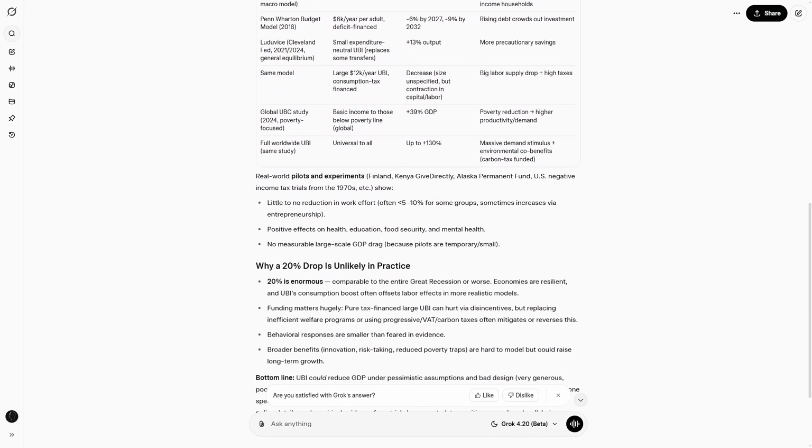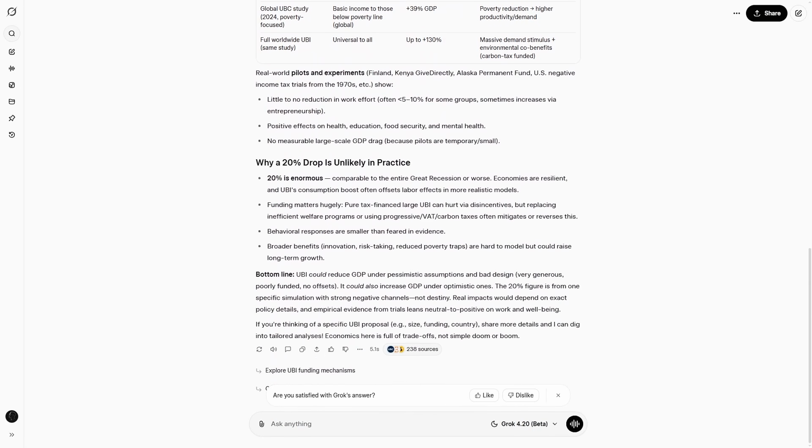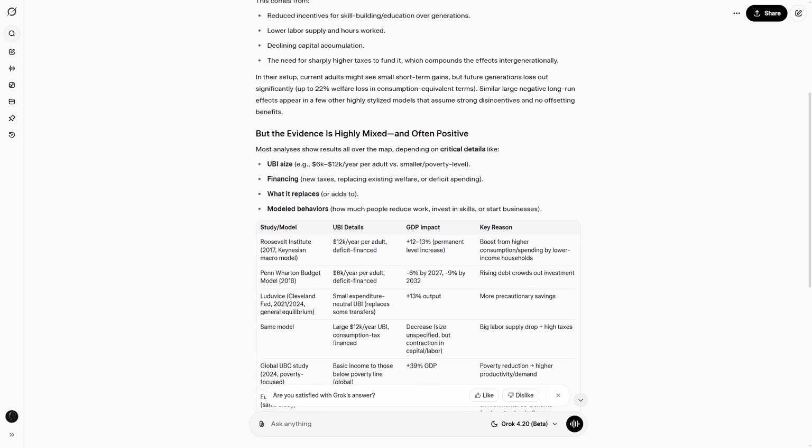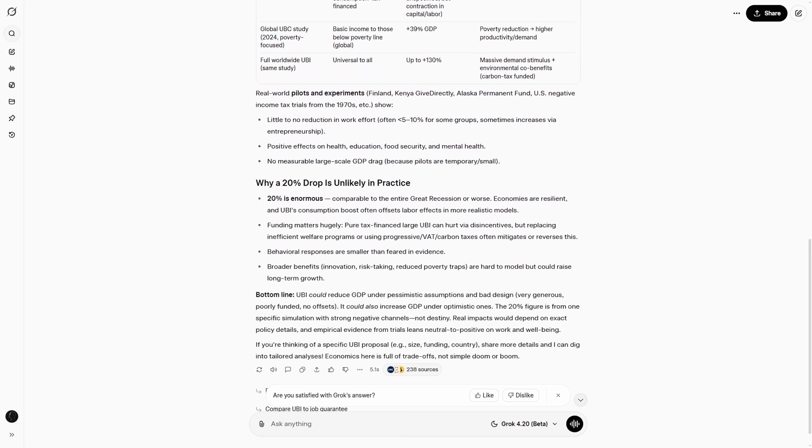And so once again, you can see that we have the information here. And interestingly, it does actually give us a very interesting chain of thought. It tells us that the evidence is highly mixed. And it does say that no, this is not quite likely. And it does say that the bottom line is that it could reduce GDP, but that figure is from one specific simulation.